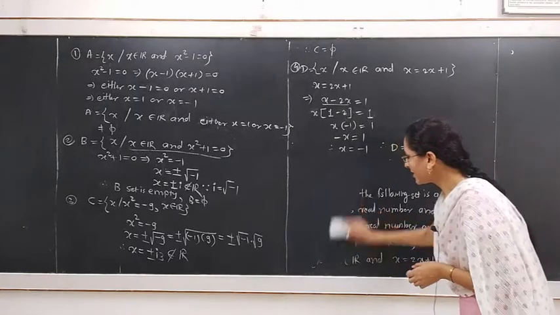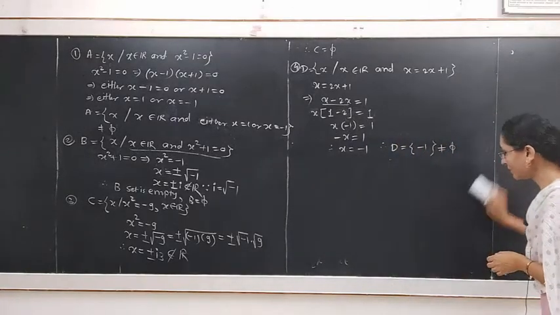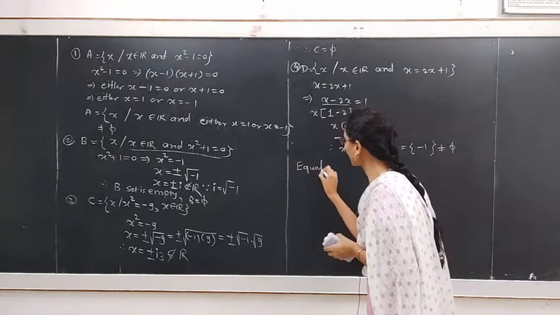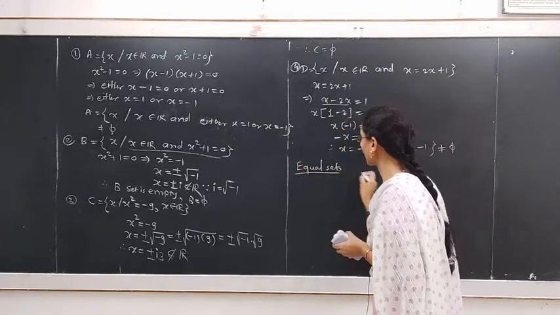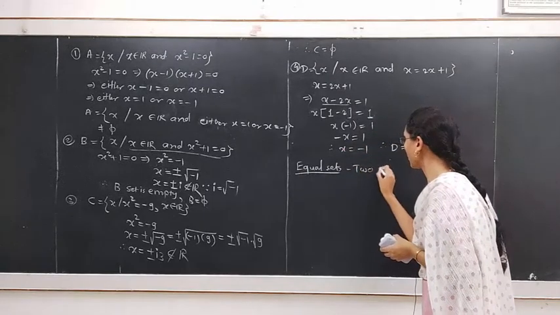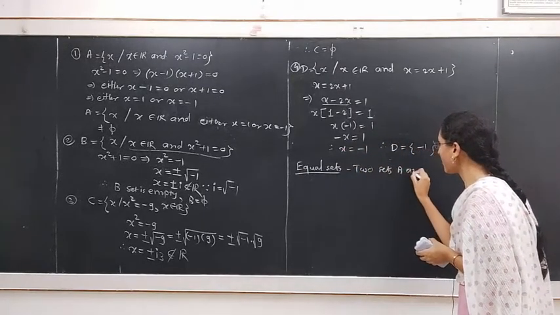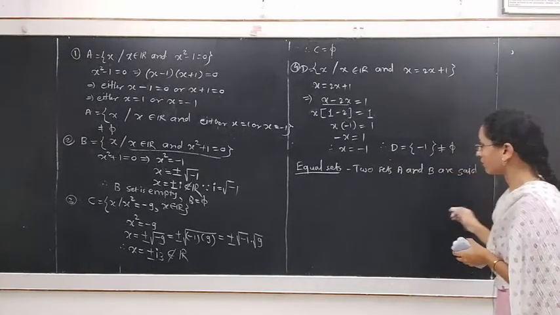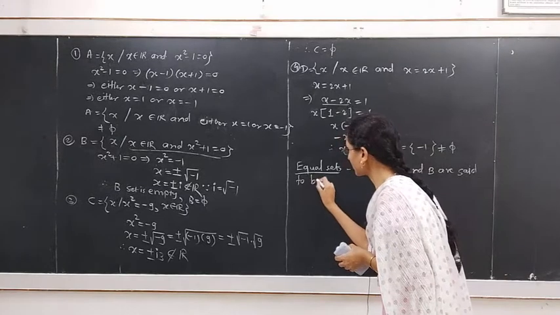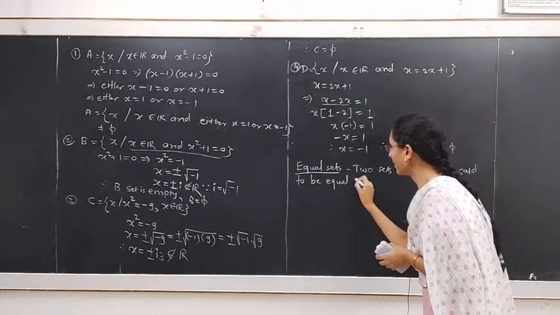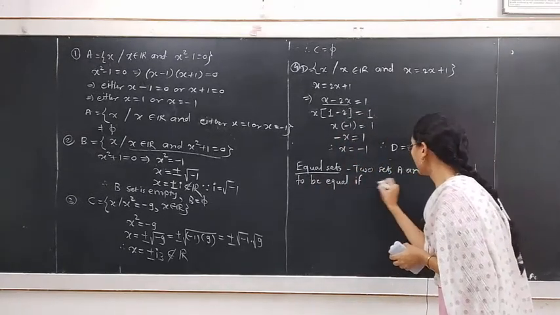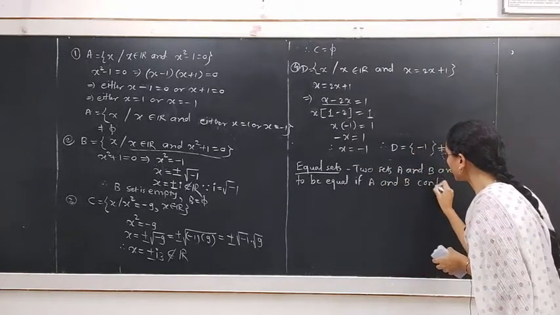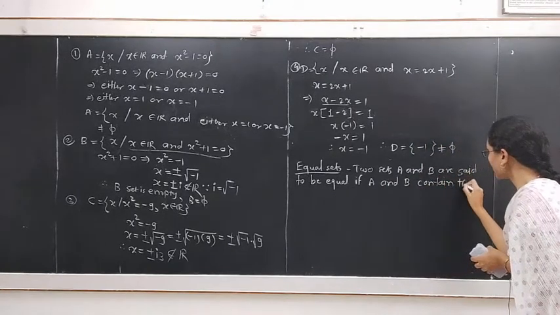The next definition is equal sets. Two sets A and B are said to be equal if A and B contain the same elements.